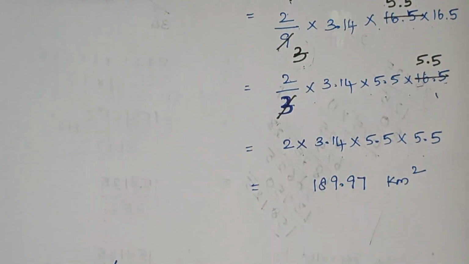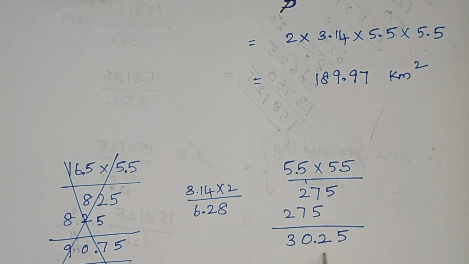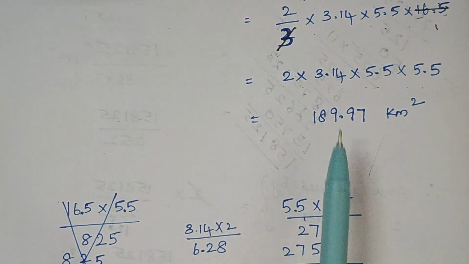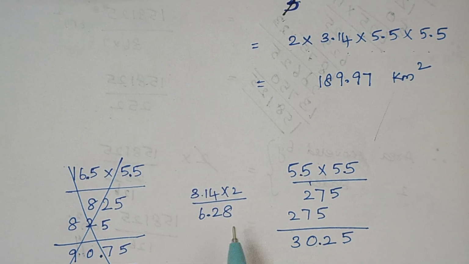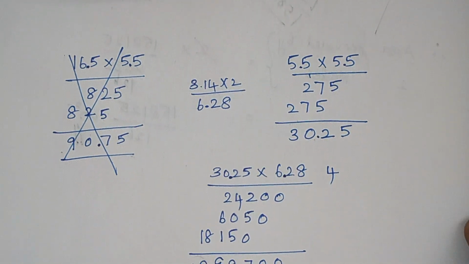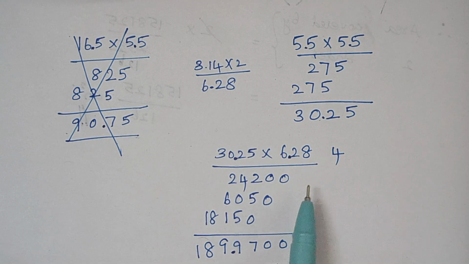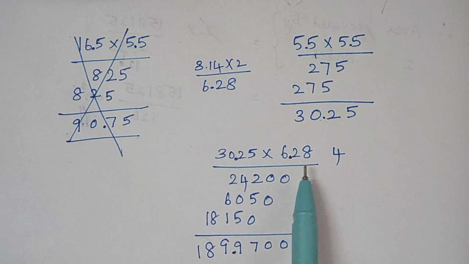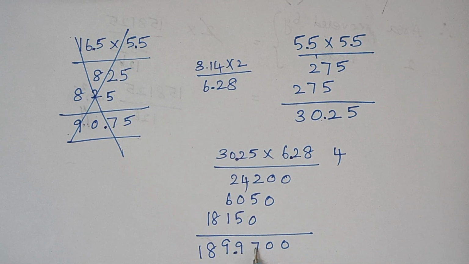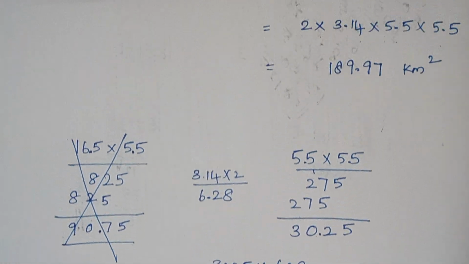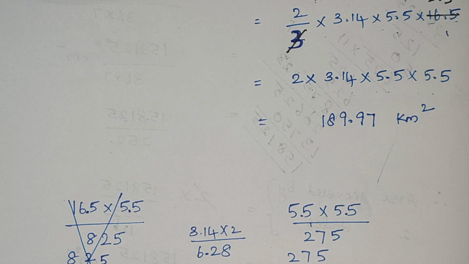So again here I have done the calculation, you see, 5.5 into 5.5 gives 30.25, right? And again this 2 into 3.14 gives me 6.28. Now I have to multiply these two, right? So here is the multiplication, 30.25 into 6.28 here, right? As usual, you just do the multiplication, and here you have to keep the decimal points 4 digits from the back. So 1, 2, 3, 4. So here the answer is 189.97 kilometer square, right?